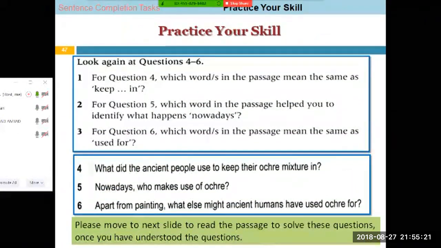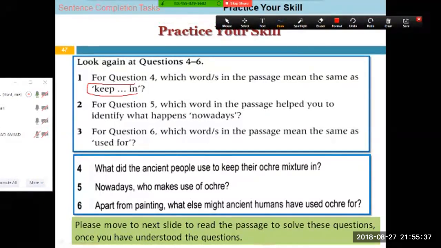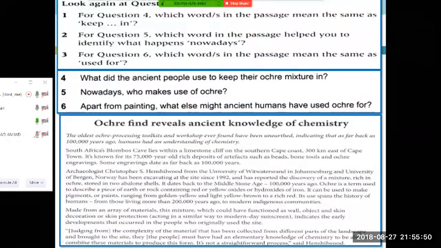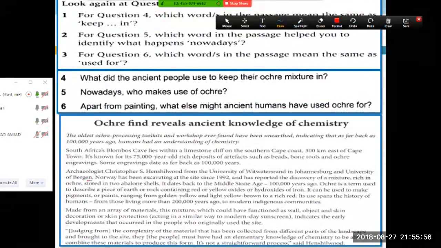Right. So now for question four, this is the same thing. I have already covered it. For question four, which words in the passage mean the same as "keep in"? Can you tell me? Keeping. Which synonym was used in the passage? Do you remember that? Keep in, stored in. Stored in. Yeah. Let me show you here. Stored into abalone shells.